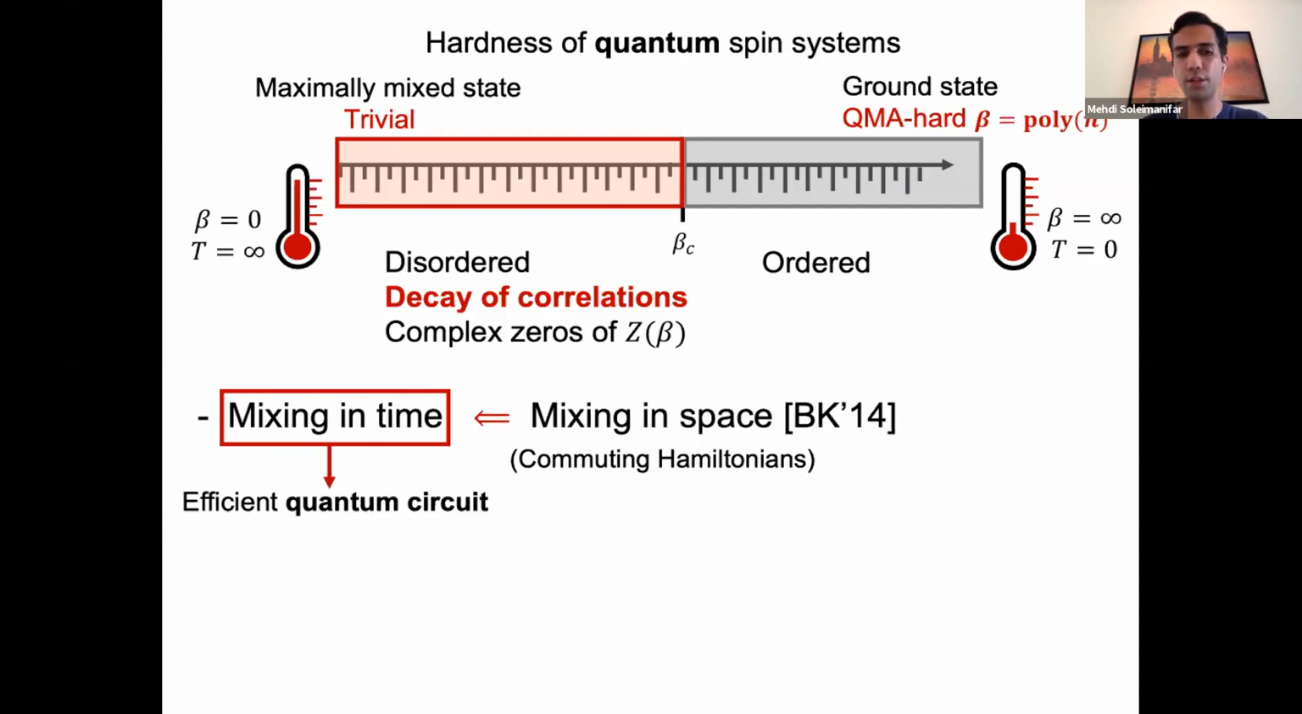And certain classical results have been extended to quantum settings. For example, one direction of the equivalence between mixing in time and mixing in space has been established by Brandao and Kastoryano for commuting Hamiltonians. Mixing in time here means there is an efficient quantum circuit for sampling from the Gibbs state. And mixing in space means a quantum version of decay of correlations.